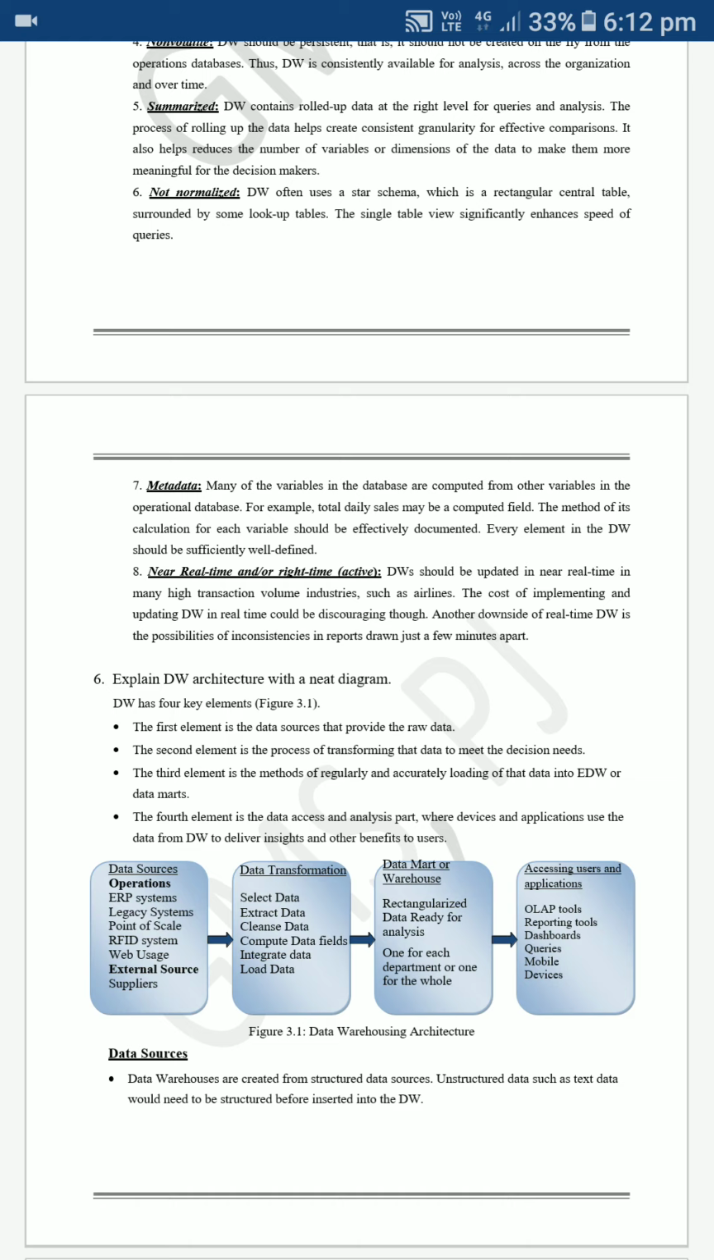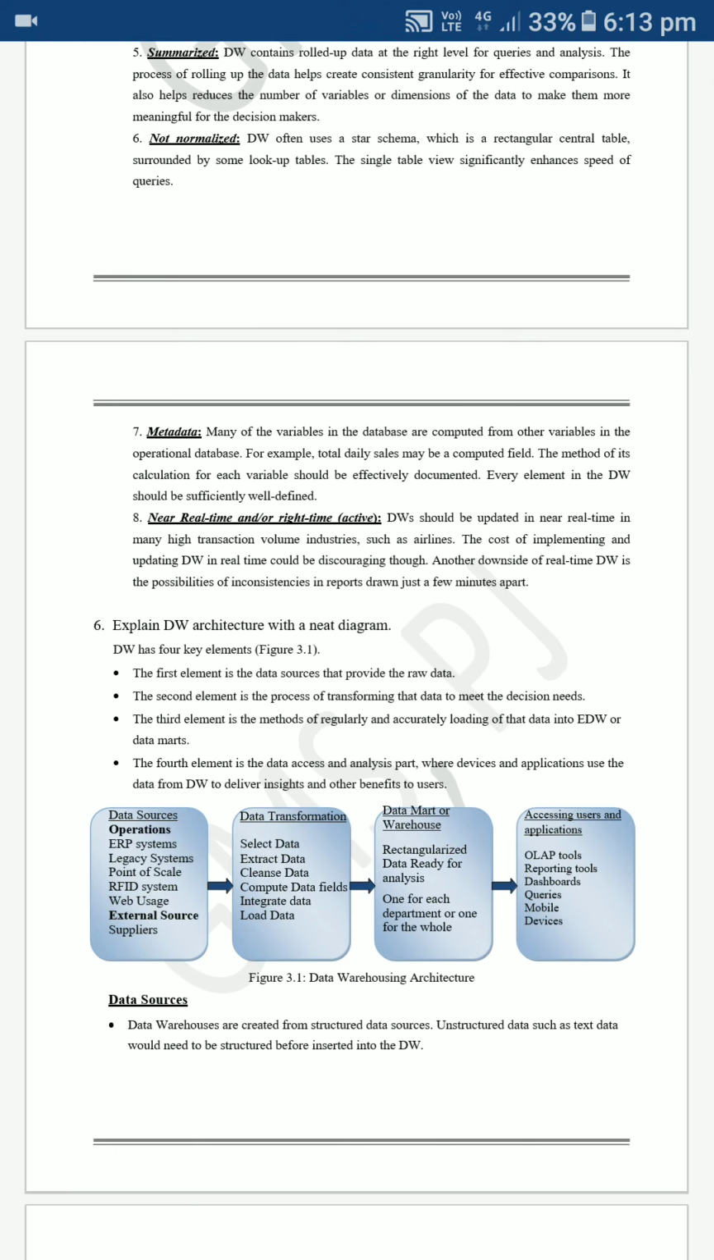And next one is near real time and right time active, meaning the data warehousing should be up to date, already explained in the previous. It will be used in industries, for example in airlines, for costing, implementing and updating: how many passengers have taken tickets for two days and next month. It will display all types of data in near real time as well as right time, showing how many are active or non-active.